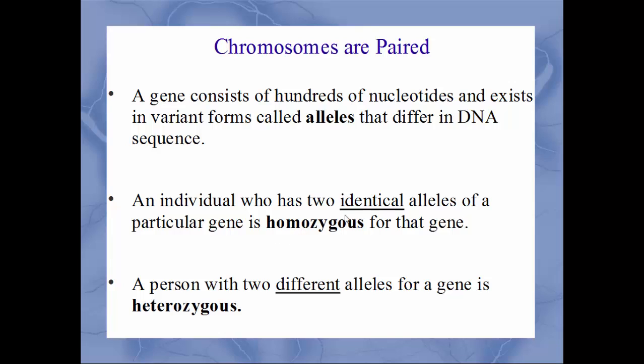So homozygous, two identical alleles, either two dominant alleles or two recessive alleles. And a heterozygous person would be one dominant allele and one recessive allele. So two different alleles for one particular gene. And we talk about where these two different alleles come from. You get one set from your father and the other set from your mother. So this is how traits get passed on from generation to generation.